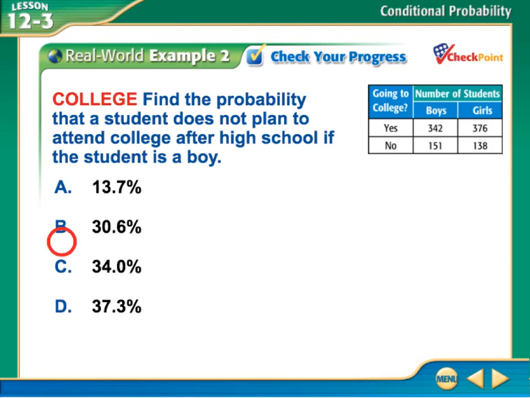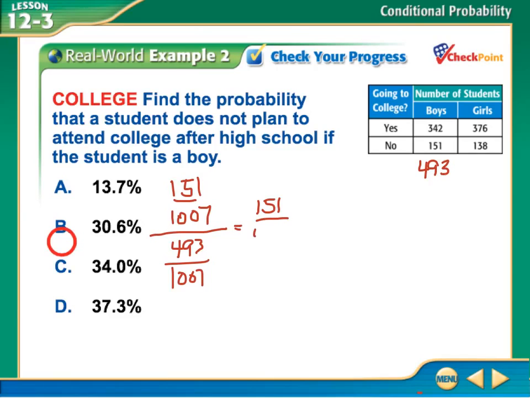And here we have those same 1,007 students, and this time we're trying to find the probability that a student does not plan to attend college after high school if the student is a boy. So the ones that plan on not attending college are these right here. The boys that are not going to college would be 151 over the 1,007, divided by all of the students that are boys, which, if I add these together here, is 493, so that'd be 493 over 1,007. With the shortcut, 151 over 493, which is 0.306, which is 30.6%.